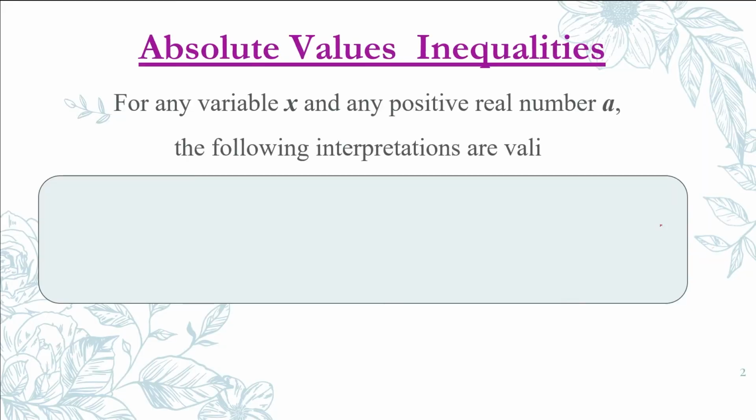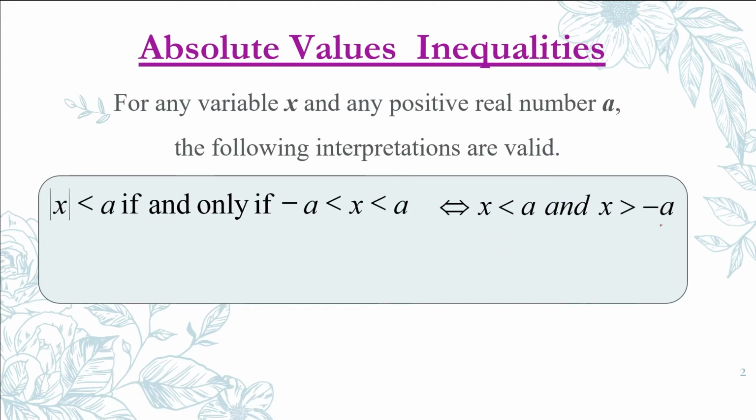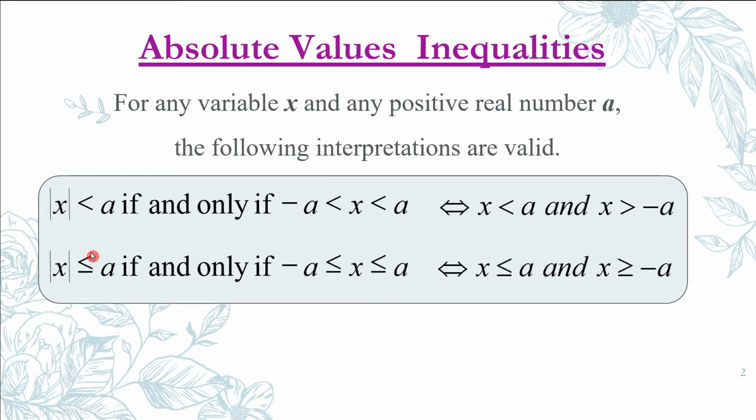Okay, before we go further, let's look at the definition of absolute value inequalities. For absolute value of x less than a, it means that x is in between negative a and a. Same goes for if absolute value of x is less than or equal to a. It means that x is in between or equal to negative a and a.